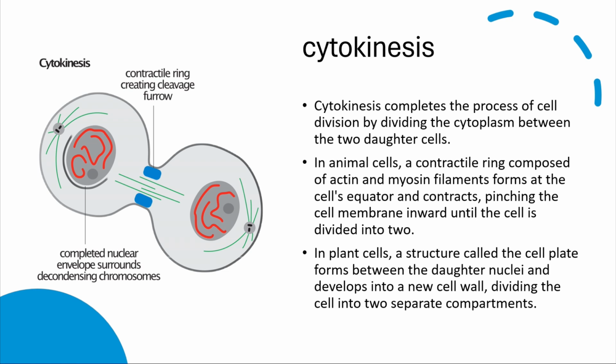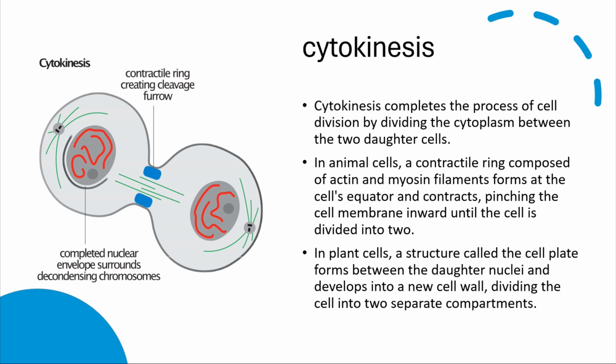In plant cells, a structure called the cell plate forms between the daughter nuclei and develops into a new cell wall, dividing the cell into two separate compartments. So obviously, you also have the cell wall in plant cells. That's what it's saying here: the cell plate forms between the daughter nuclei and develops into a new cell wall for both of them.